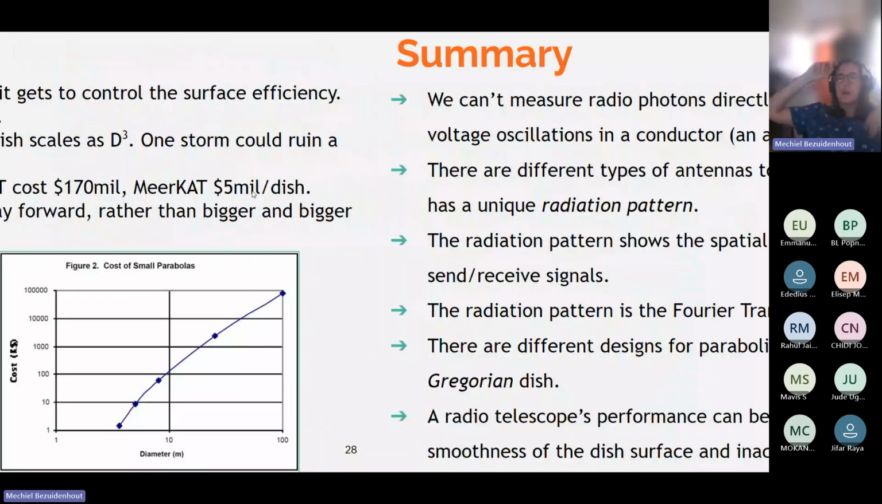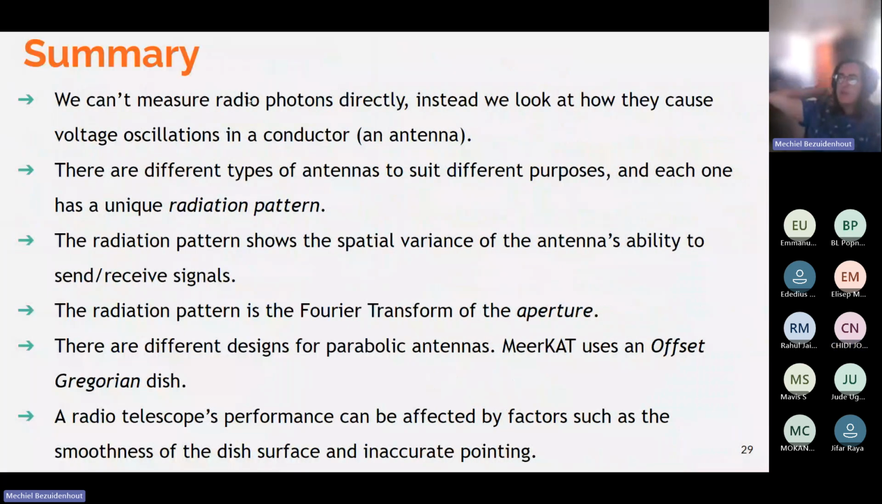Right, so that's it from me. Let's just summarize. We can't measure radio photons directly. Instead, we have to look at how they cause voltage oscillations in a conductor, which is called an antenna. There are different types of antenna to suit different purposes, and each one has a unique radiation pattern. The radiation pattern shows the spatial variance of the antenna's ability to send or receive signals, and this radiation pattern is given by the Fourier transform of the aperture.